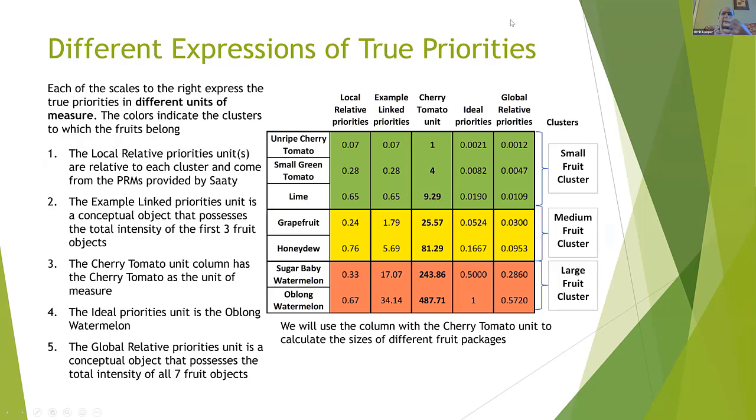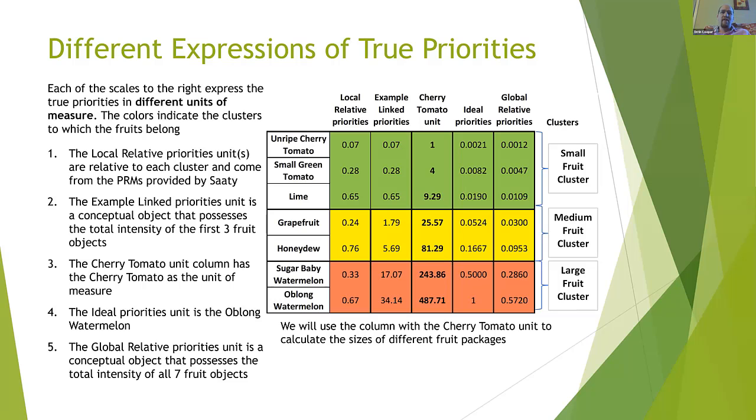So again, we're going to look at how we can use those values. We're just taking the data that Sadi provided, and we can express these in different units. In this first column, if we took the different clusters that Sadi used, a small fruit cluster, a medium fruit cluster, and a large fruit cluster, we can take those units and convert them to the cherry tomato unit.